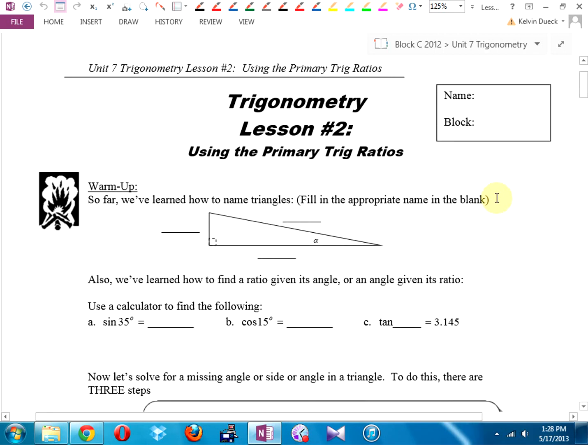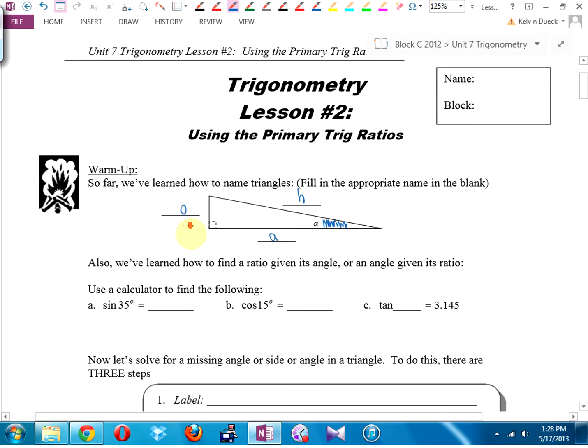What are the three sides? Opposite, adjacent, and hypotenuse. So it says, fill in the appropriate names in the blank. I put a little alpha right here, so color in this angle. This is the angle we're talking about. This side right here that my little eraser cursor is hovering over, opposite, adjacent, or hypotenuse? Let's put a little H there. What about the one at the bottom here, opposite or adjacent? Adjacent. Let's put a little A there. And that leaves us with opposite over here.